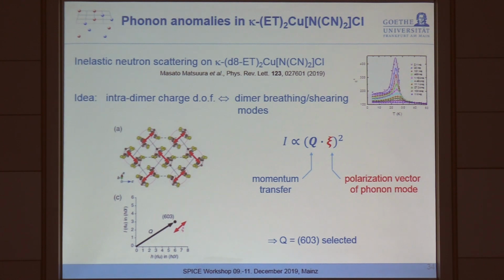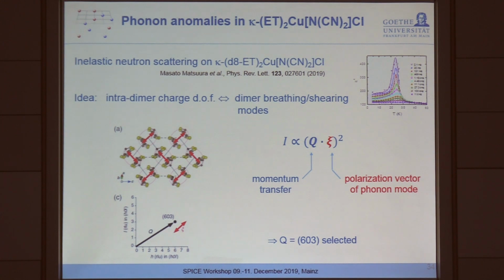What we did is an inelastic neutron scattering study on a deuterated version of this material. To get rid of the incoherent scattering of the protons, we have to deuterate the materials. The underlying idea was the following: provided that the intra-dimer charge degrees of freedom are relevant, the question of whether or not there is a charge on the dimer should affect certain phonon modes more than others. Phonon modes that are particularly strongly affected by the presence of charge are intra-dimer breathing modes or shearing modes in the dimer.